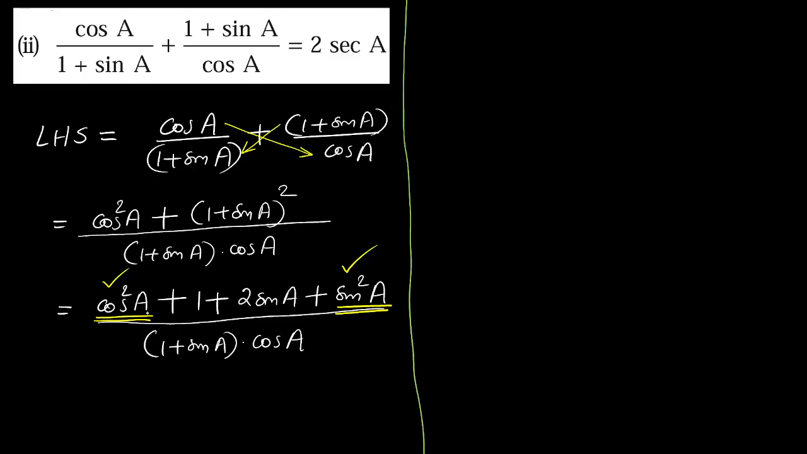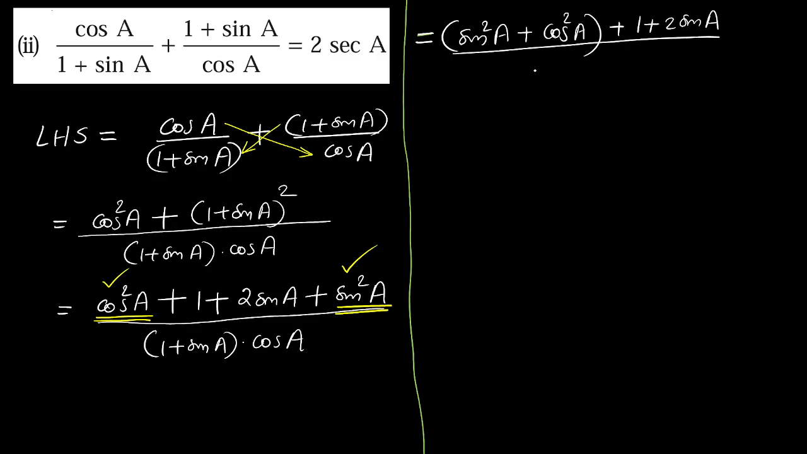So the last term, this underlined term, to be written together. We have to show that step. The last term sin square A and the first term cos square A are written together. Plus 1 plus 2 sin A divided by 1 plus sin A into cos A. Till this step all of you clear, or shall I repeat any step? Nishit, Lina, Samriddhi, till this step you are okay.